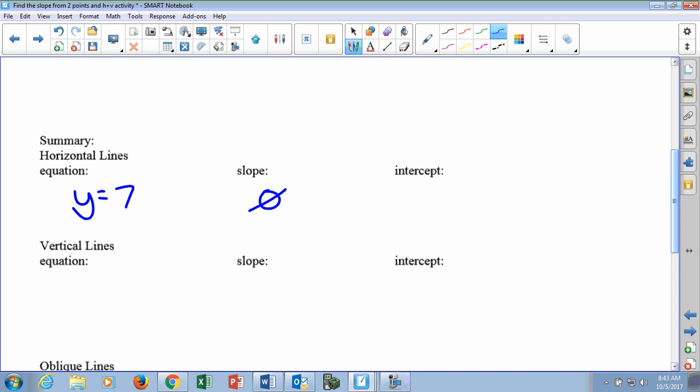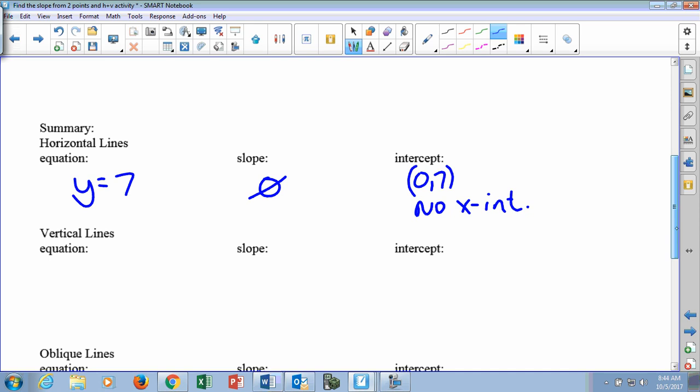And what's the y-intercept of that line? Yeah, 0, 7. Does it have an x-intercept? Meaning, does it touch the x-axis at all? So it doesn't have an x-intercept. Right? An x-intercept is when the line hits the x-axis. Okay?